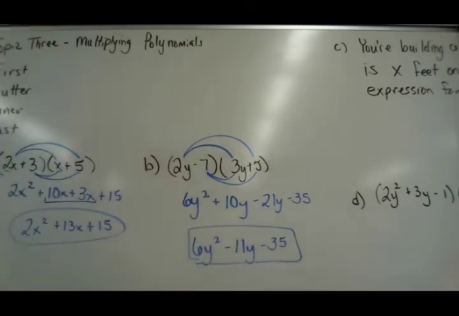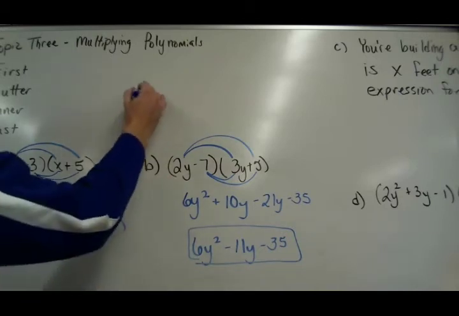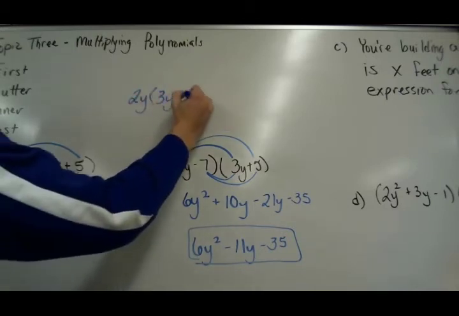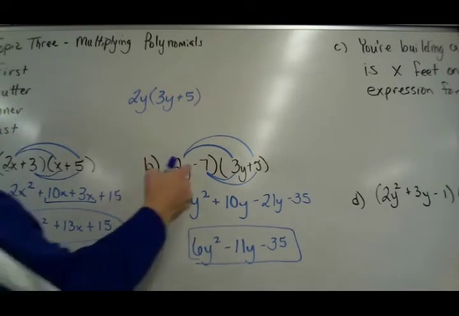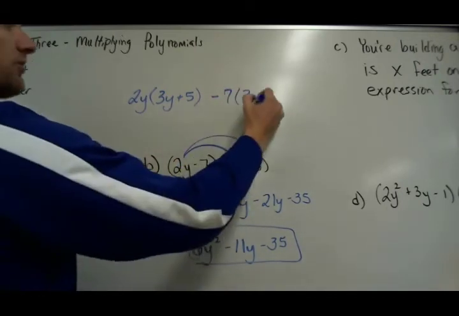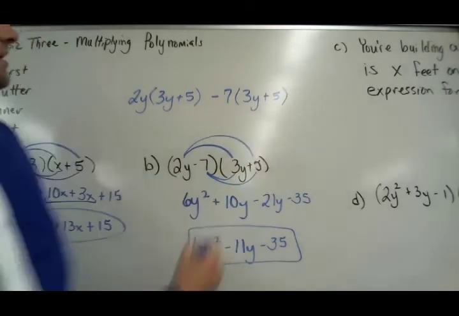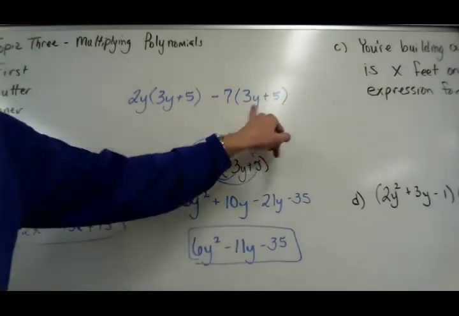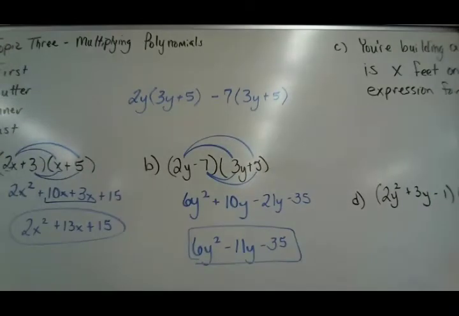Now FOIL works using the distributive property. If we take this problem for example, what we're really doing is taking 2y and distributing it through 3y plus 5. And then we take our negative 7 and distribute it through 3y plus 5. That is the way that FOIL works. It's just a building of that distributive property.